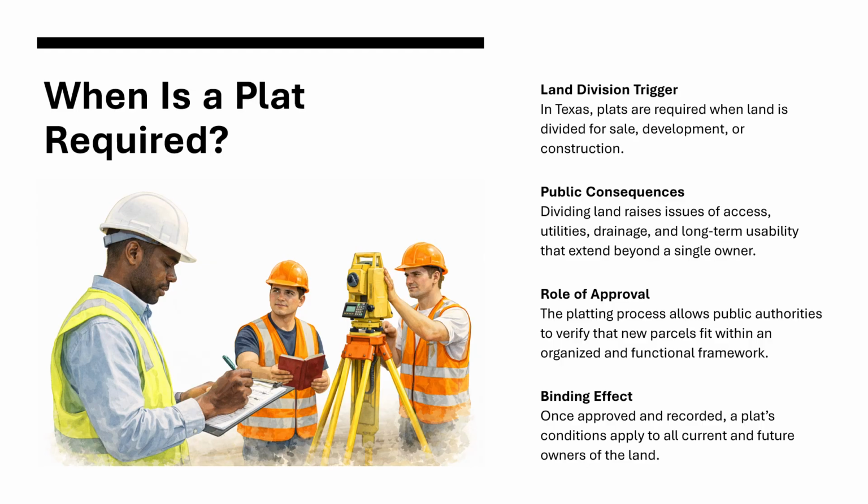Parcels with no legal access to a public road, no feasible way to connect utilities, or no consideration of how water is going to move across the land. The platting process is how Texas prevents those outcomes, by requiring plats to be reviewed and approved before recording. Public authorities can verify that new parcels fit within an organized framework. Streets line up with existing networks. Easements are reserved for utilities. Drainage paths are acknowledged, and development does not quietly create hazards that will surface years later.